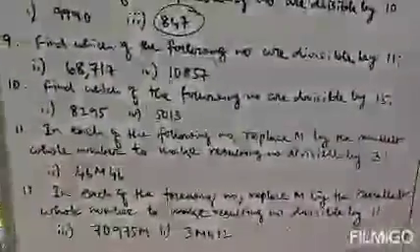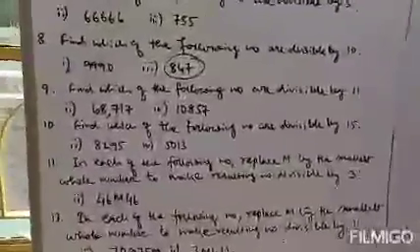Next, question number 10, divisibility rule of 15. So the first question is 8295. Divisibility rule of 15 means we have to check first whether the number is divisible by 3 and 5 or not. Clear?